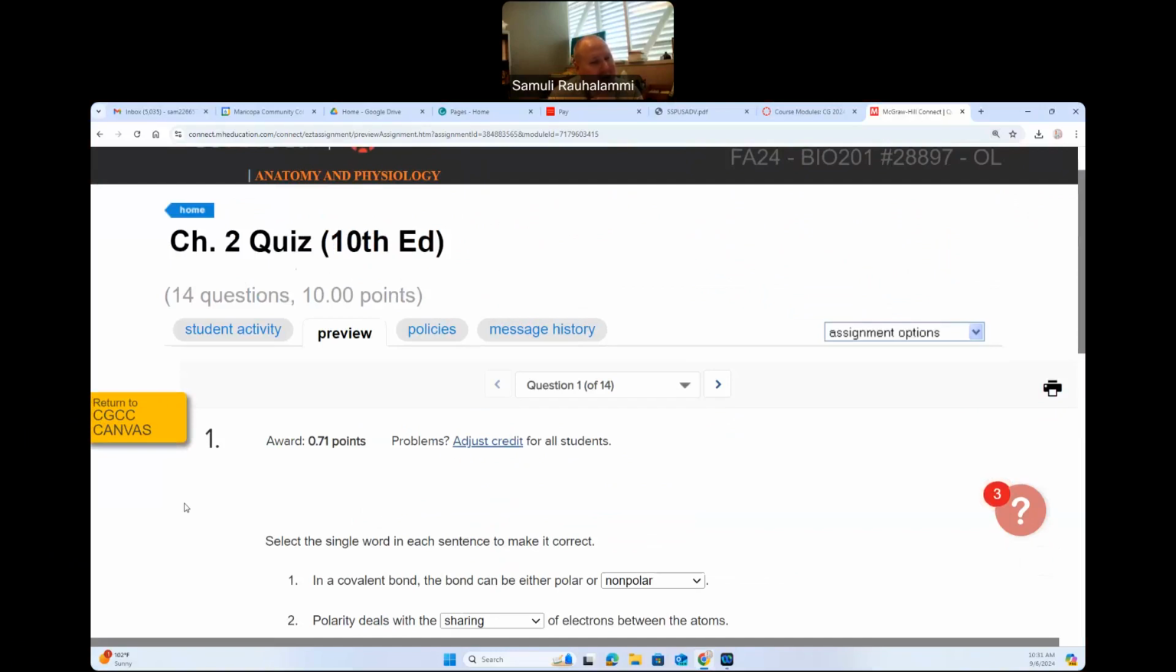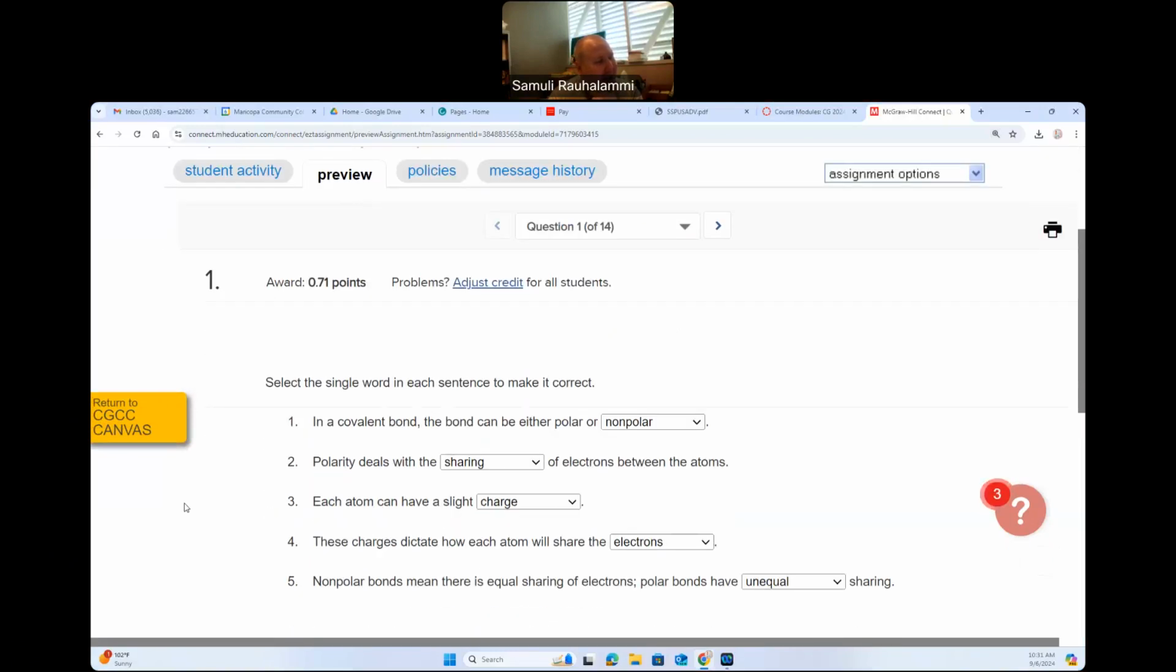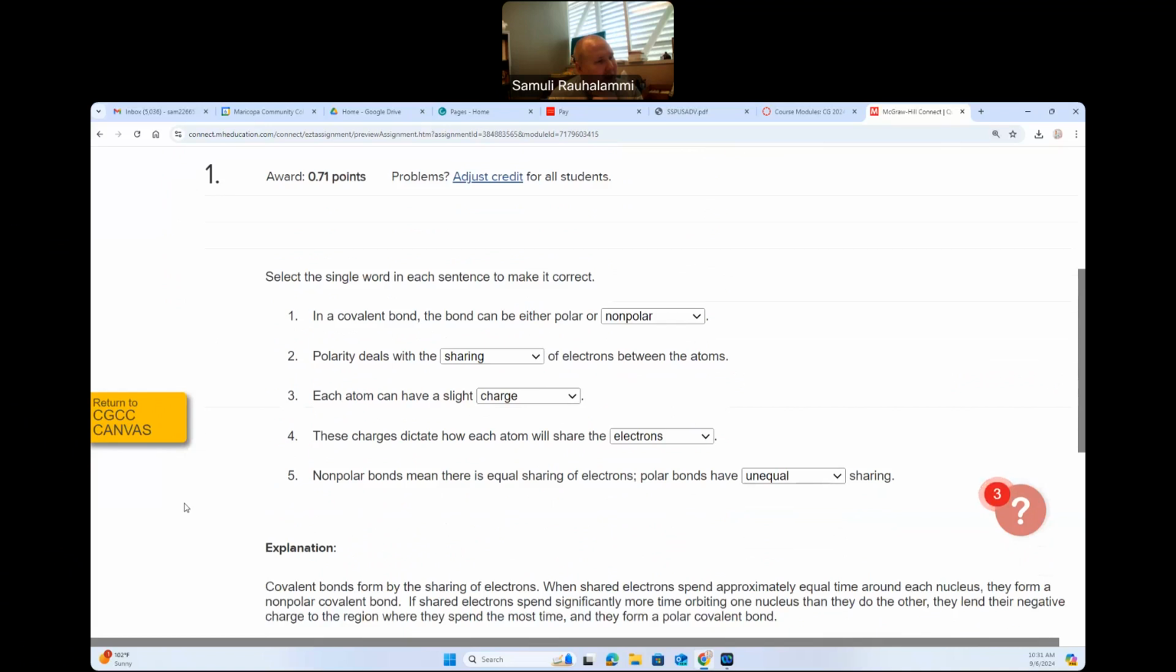I strongly encourage you to also use your textbook if you're working through these questions and any of them seem challenging. In the first question that we're seeing, we're completing sentences by choosing the correct options from these drop-down menus that you have available.